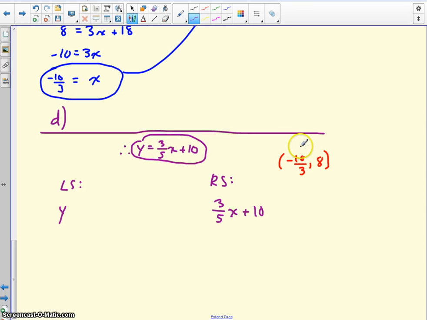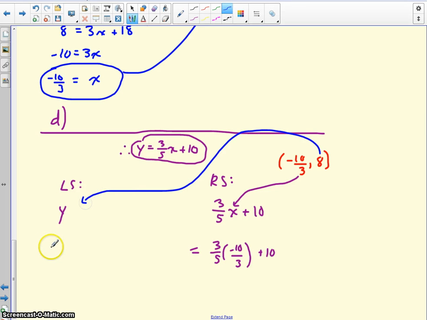So x is negative 10 over 3, so I put that into the right side here. So I get 3 over 5 times negative 10 over 3, plus 10. Okay, so I put that into there. And then for the y value, it gets replaced with 8. So my left side is nice and easy. I just get y equals 8.